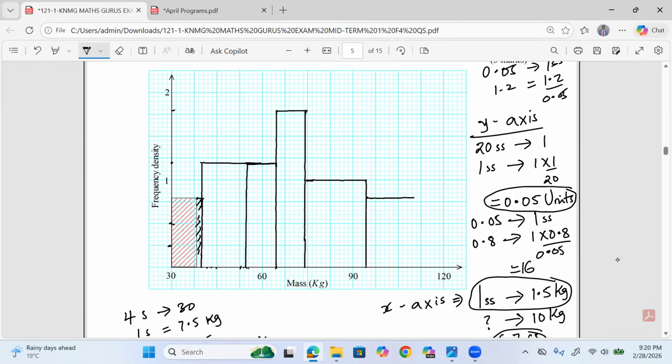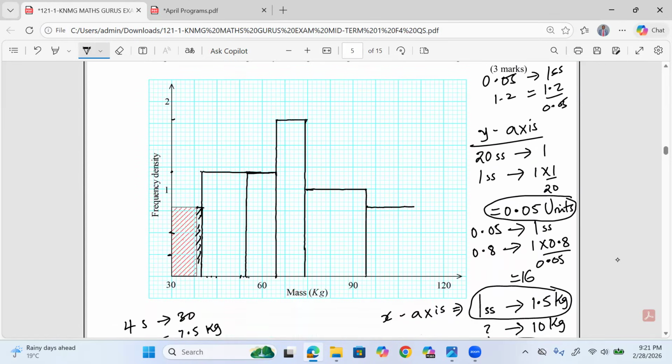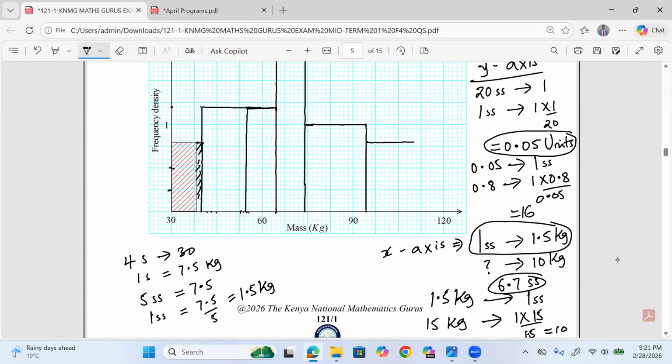What about horizontally? We are moving up to where? From 95 all the way to 120. We have 25, so we divide 25 horizontally by 1.5. This gives us 16.66, 16.7. So we move 16.7. So these are 2, 7, 12. We add 4 points. So we shall be at this point.